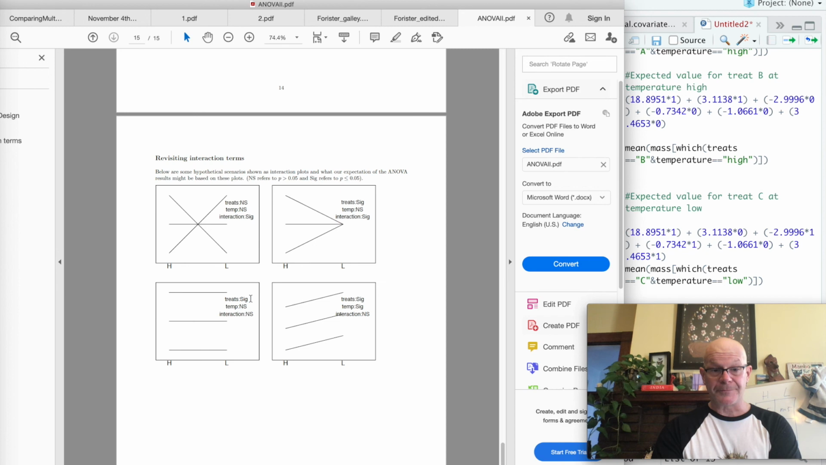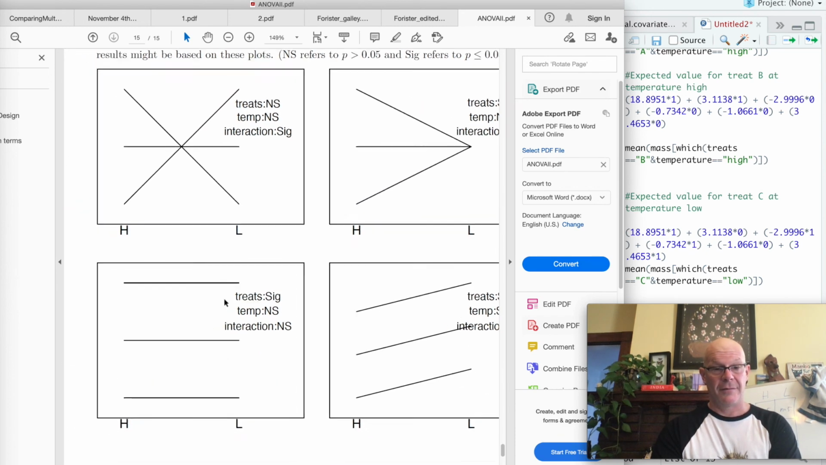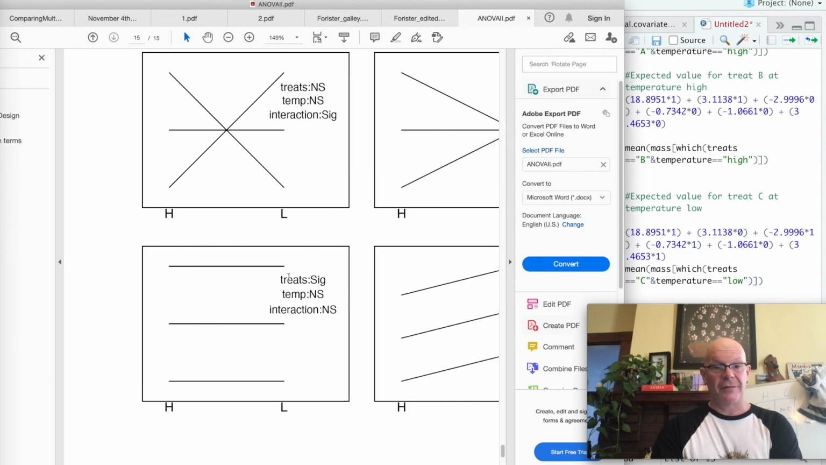So here, the treatments would be different from one another, okay? But temperature doesn't seem to be, and I wouldn't expect there to be an interaction term. So this is an example of where we only have a true effect of treatment, and we wouldn't have to further break up the model to do hypothesis testing. We would feel good about that.